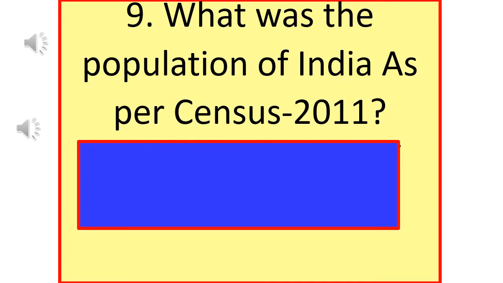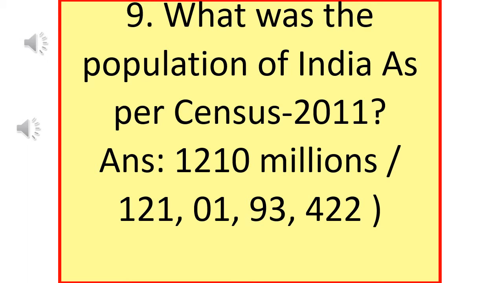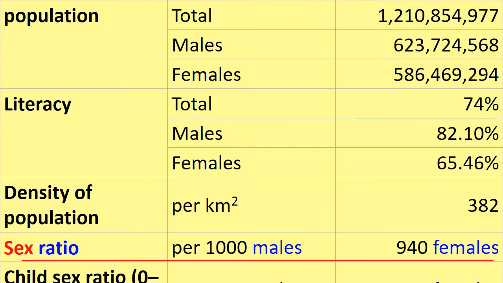What was the population of India as per census 2011? 1210 millions, 121 crore. 1,93,422. 2011 census total population, males, females, literacy, males, females, density of population per kilometer, sex ratio, and other details. Image.